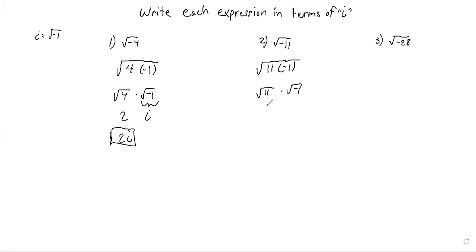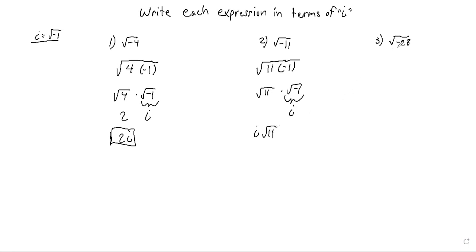And now we're going to simplify. Well, square root of 11 is not a perfect square, so it just stays as is, right? And then the square root of -1 we know is that new number, I. So we're going to write that to get it into I format. So the answer here is I square root of 11. All right, now let's go to the next one.